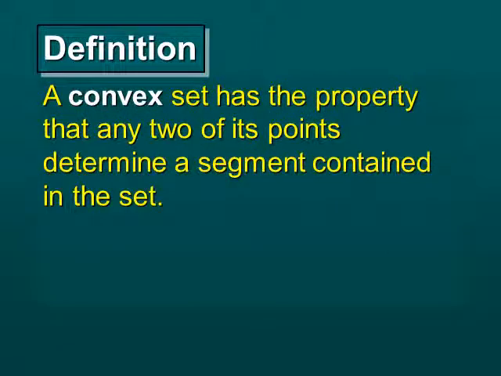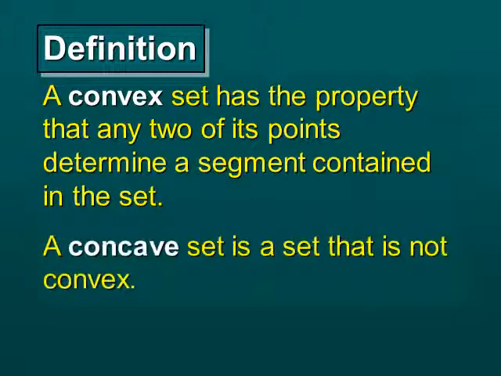Okay, so the definition of convex is a set that has the property that any 2 points determine a segment contained in the set. So if I can draw segments only inside a figure, then it's convex. And basically concave is anything that's not convex. Now how I remember this is the word cave. If it has an indent like a cave, that means that I can go inside it at some point from the exterior, then I have points that are not convex.